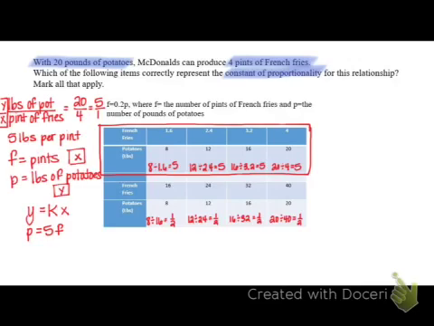In this situation with the pounds of potatoes and pints of French fries, we're trying to figure out the constant of proportionality and the different representations for it. We're talking about looking at equations, we're talking about looking at tables. And remember, we talked about setting up a constant ratio of y over x. So if you took the statement 20 pounds of potatoes for every 4 pints of French fries, that seems like y is the pounds of potatoes and x is the pints of French fries, which gives you a constant of proportionality of 5 over 1 because 20 over 4 reduces to 5 over 1.